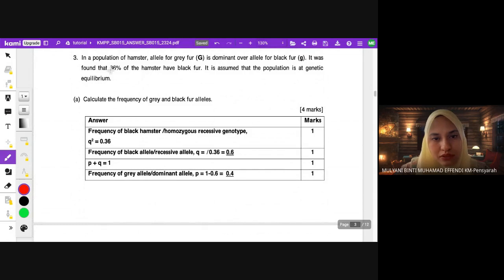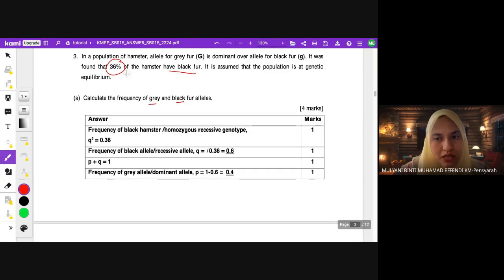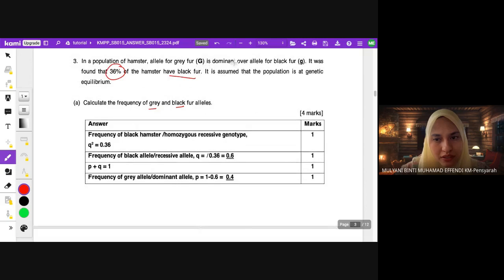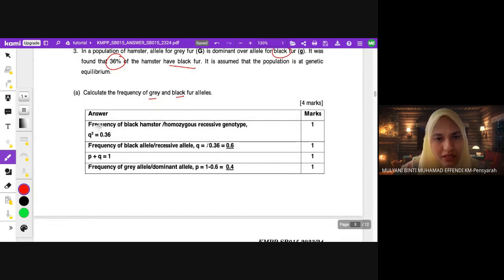Okay, so dalam soalan seterusnya pula ada 36% of hamster that have black fur. So calculate the frequency of grey and black fur. Jadi yang q squared ni adalah recessive. Kita nampak kat sini g kecil adalah black. Jadi itu adalah q squared lah. Sebab hamster ni satu individu, jadi satu individu ada 2 allele. Jadi kita kena squarekannya. So yang inilah q squared 0.36 ataupun 36/100 lah.